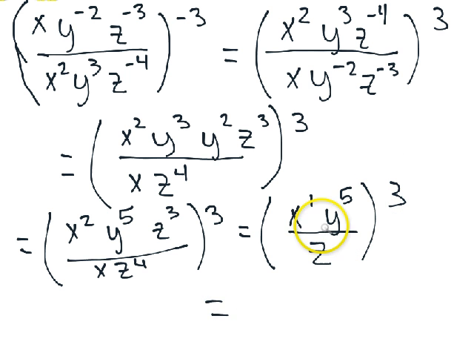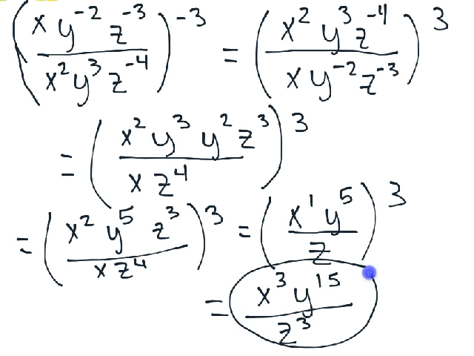So now that we've gotten everything simplified that we can inside, let's go ahead and cube it. So that means we distribute a power of 3 to each of these. 1 times 3 is 3. 5 times 3 is 15 here. All over z cubed. And that's going to be our final answer.